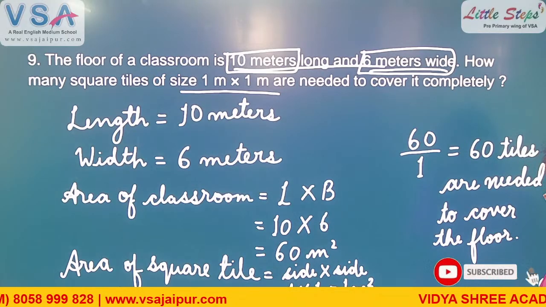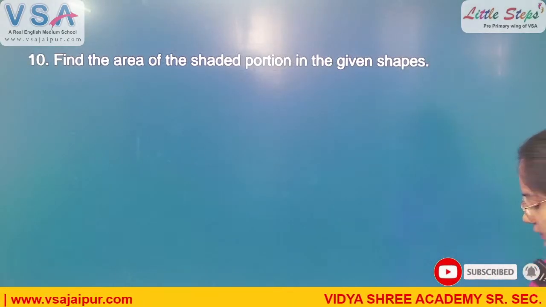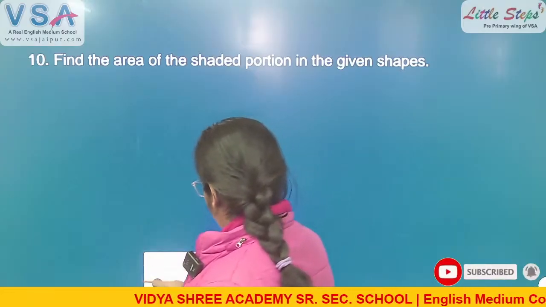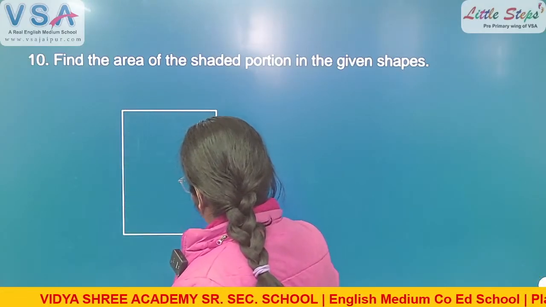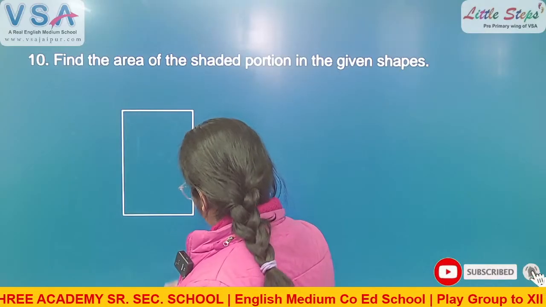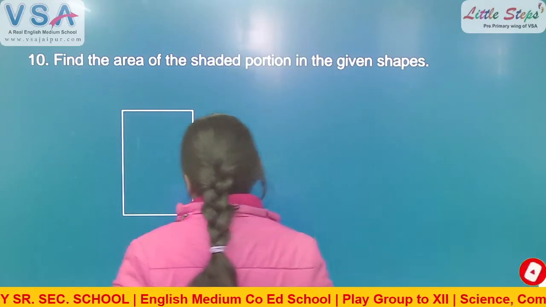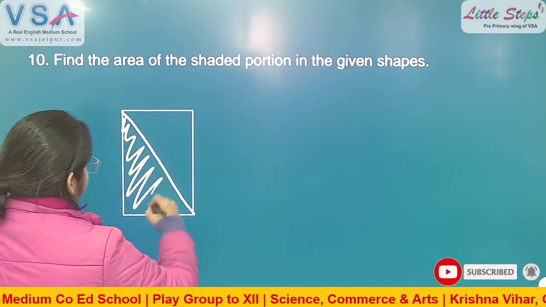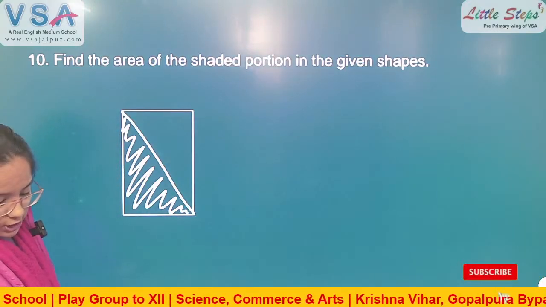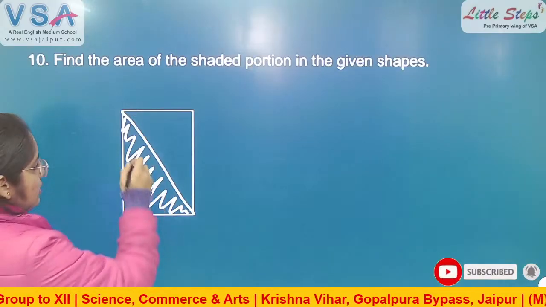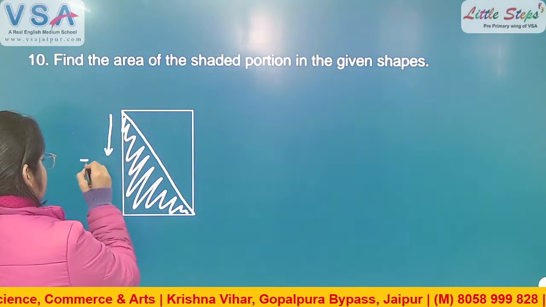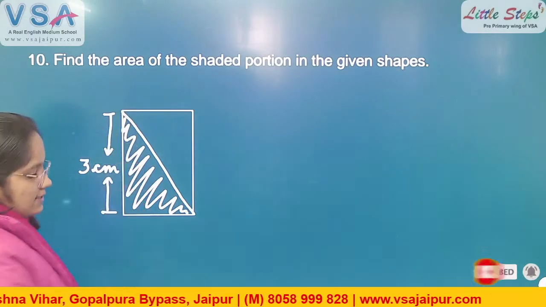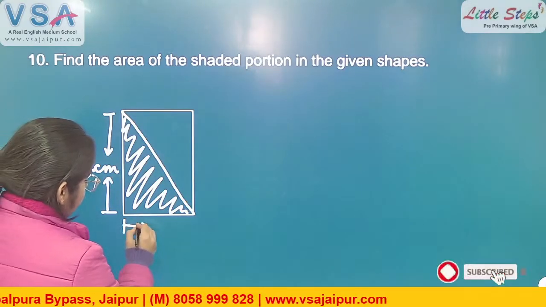Fine. Let's move ahead. Find the area of the shaded portion in the given shape. So our first shape is this one. This is the shaded portion, right? And the measurements are, this is 3 centimeter, this is 3 centimeter, and this is 2 centimeter.